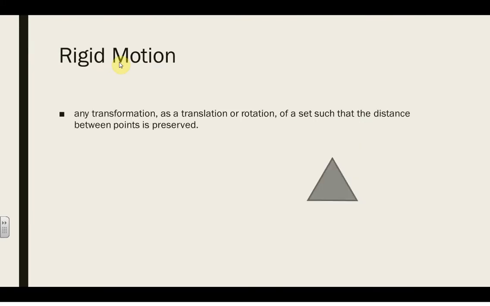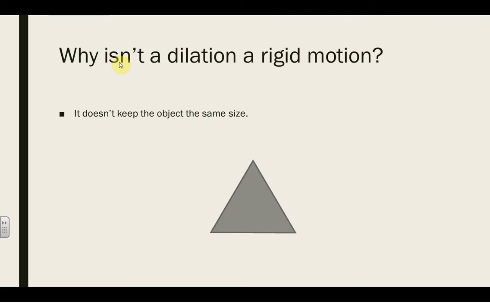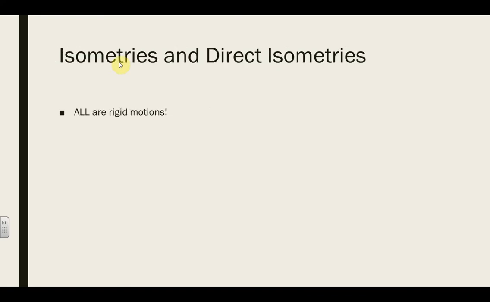A rigid motion, you've been learning about them. They're any transformation, translation, or rotation, or reflection, such that the distance of the points is preserved. So if I do any of these three, whether I reflect it, rotate it, or translate it, look at those graphics, the size stays the same. However, if I were to dilate it, it doesn't keep it the same size, so that's why it is not a rigid motion.